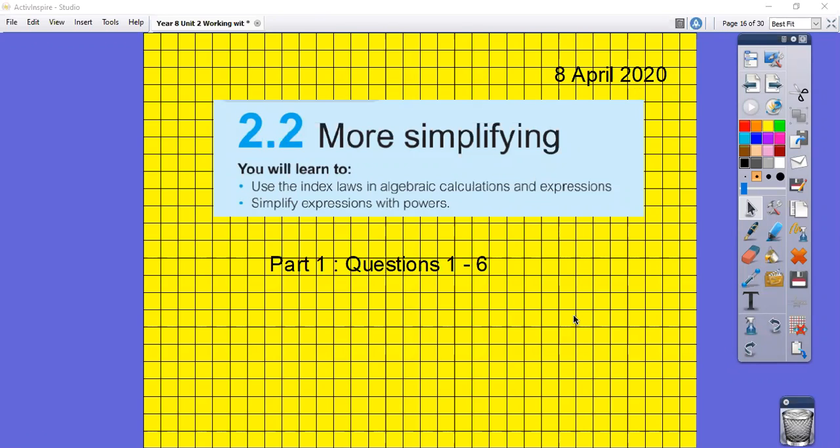We're now going to move on to 2.2, More Simplifying. So today's title is 2.2, More Simplifying, and the learning intention will be to use the index laws in algebraic calculations and expressions, and to simplify expressions with powers. And in part 1 of this lesson, we're going to be doing questions 1 to 6. So, moving on to the next page.